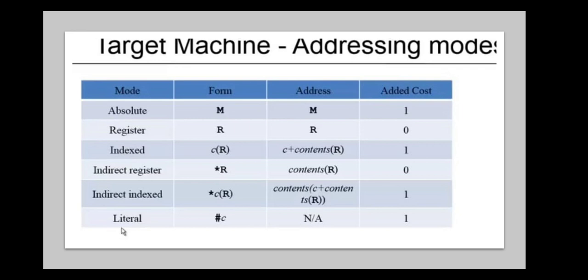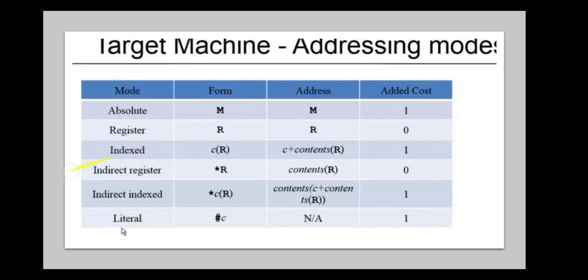And the indirect register means it has only the address of R, so the added cost will be 0. And indirect indexed, star c(R), which means the constant will be combined as indexed plus indirect register, so you have 1 plus 0, which means 1. Then literal, hash c, which has an added cost of 1.